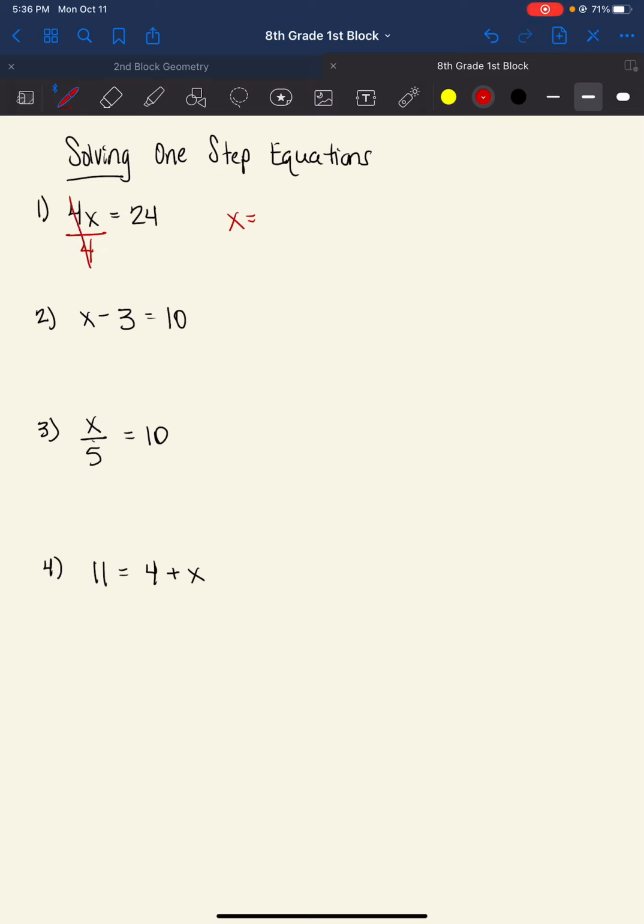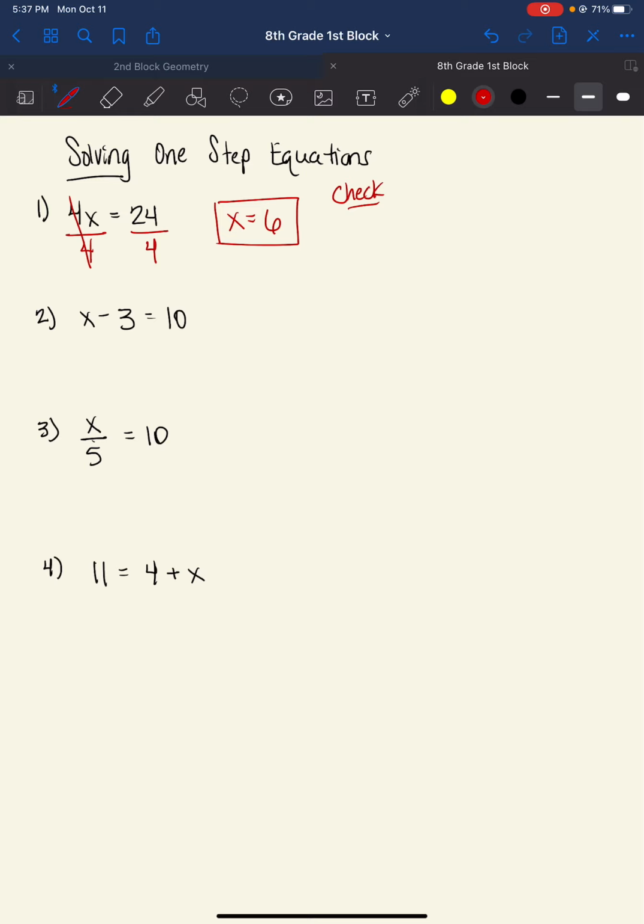What happens is you divide 4 by 4 and it goes away. So we come to the other side of the equal sign and we divide by 4. Well, 24 divided by 4 is 6. So there's our answer there. Now, if we want to check this, we could easily check to see if our answer is correct, which hopefully you guys can look at that and tell.